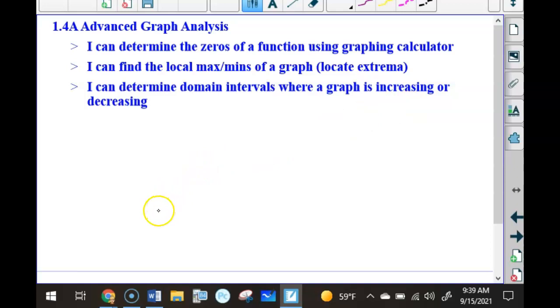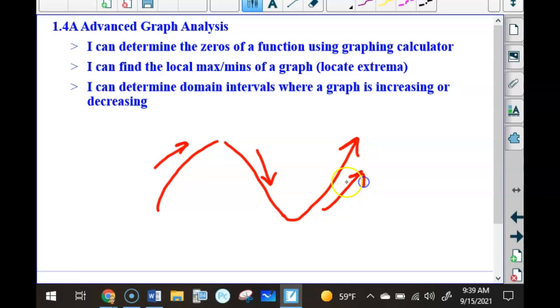Okay, to give you a little preview, increasing as you go left to right means up. Decreasing means the graph is going down as you go left to right. And then increasing means it's going up again. Does that sound a little bit familiar? Anybody remember doing increasing and decreasing last year? It's pretty easy either way.